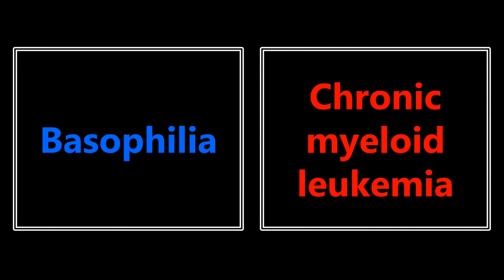The next one, basophilia. Really one of the only conditions that you're ever going to see questions about this on are talking about chronic myeloid leukemia. So this is CML. The next one, basophilic stippling. Most medical students know this one. It's associated with lead poisoning.